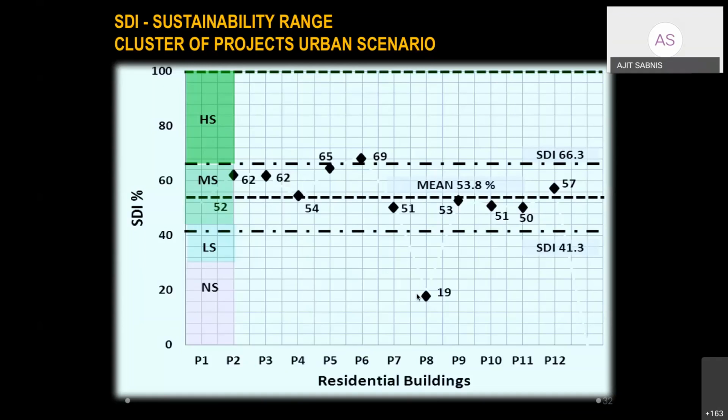Project number, this is project number 19. This is one of the projects which is beyond the 12 projects we have taken. So this is how we can identify or classify the buildings.